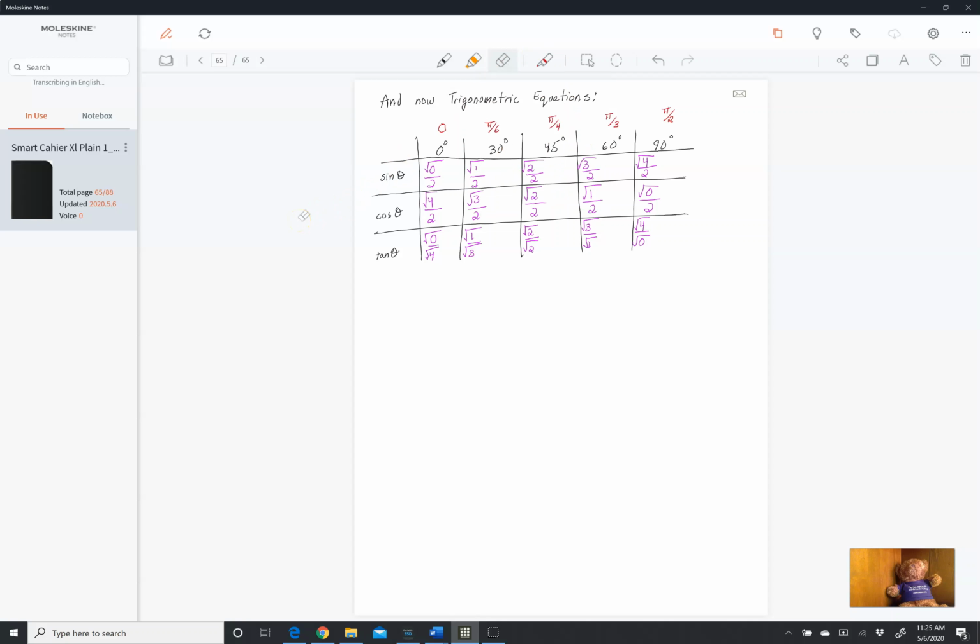This is just going to be 0. Square root of 0 is 0, and 0 over anything is 0. This is going to be 1/2. Square root of 2 over 2 cannot be simplified, and neither can square root of 3 over 2. But square root of 4 over 2, square root of 4 is 2, so 2 over 2 is 1.